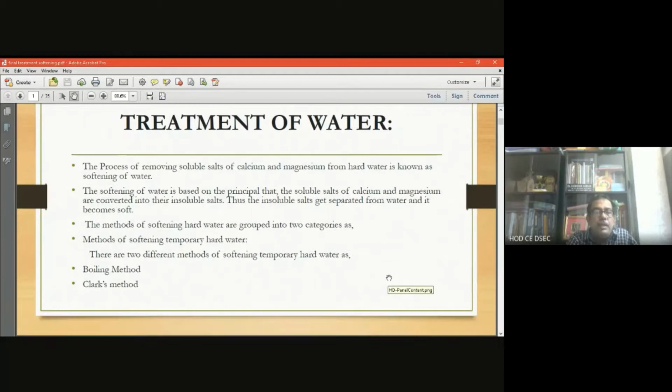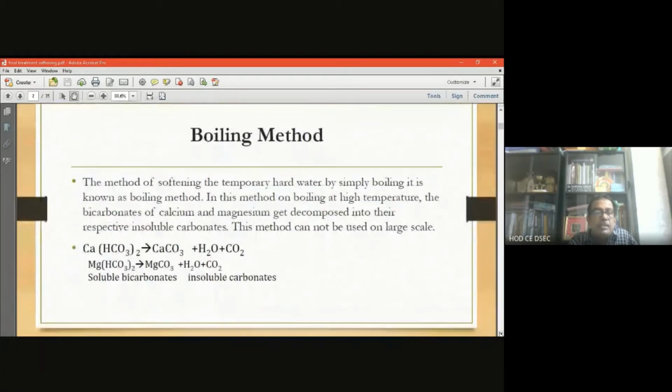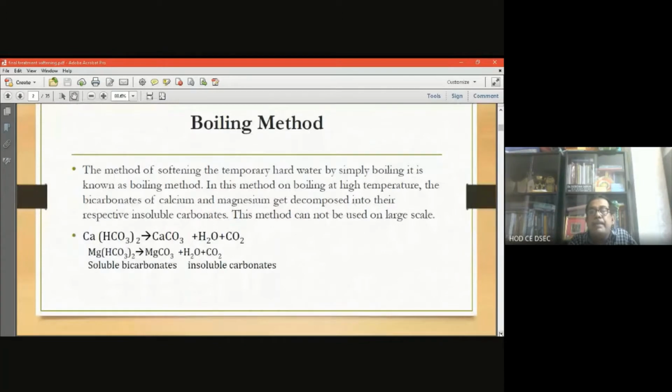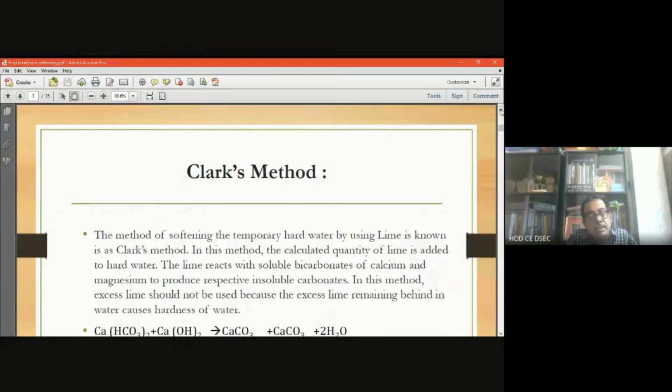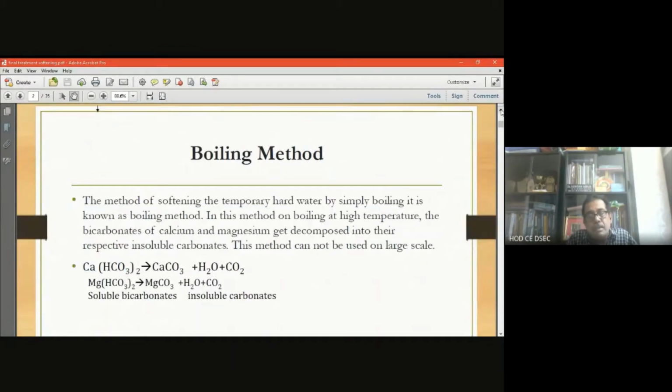Okay. Now, what is the boiling process? The bicarbonates, which are responsible for the temporary hardness of water, the soluble bicarbonate is converted into the insoluble carbonate, and it is precipitated, and the water becomes soft. So, what is the boiling method? This is one of the methods of softening temporary hardness by simply boiling, and it is known as the boiling method because by boiling, the hardness we can remove. Which hardness? The temporary hardness, and the temporary hardness is due to the bicarbonate ion.